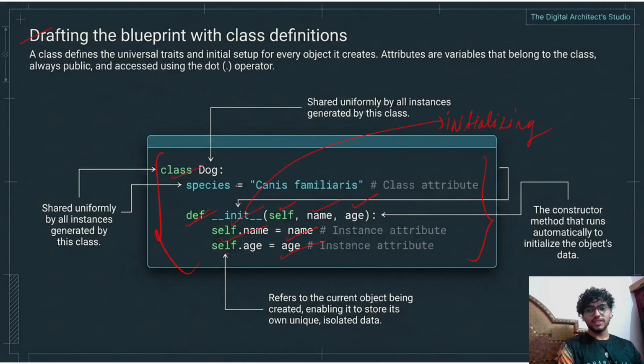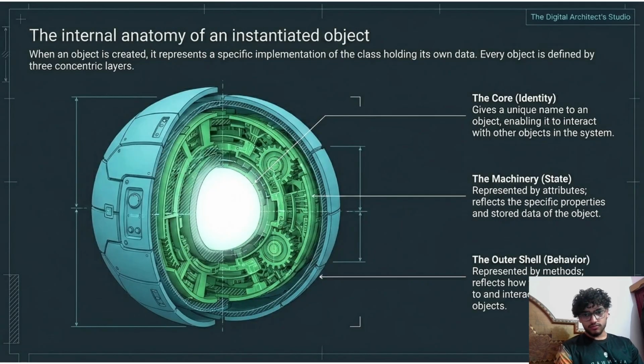So it's just localizing the data within the class dog. So dog name can be different for different dogs. So it's just initializing the names and age. So next will be the internal anatomy of an instantiated object.